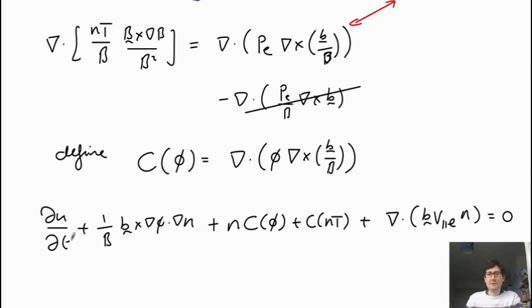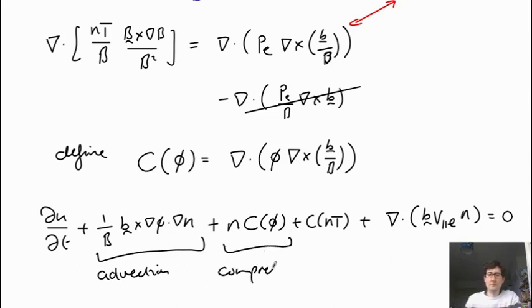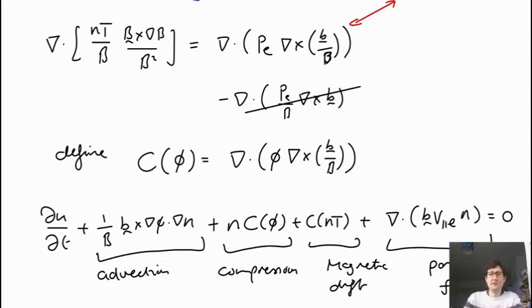And so here I've written out the density equation as an E cross B advection. So that's this advection term. We have a compression. And here we have magnetic drift. And then here we have basically parallel flow. And so this is the density equation.